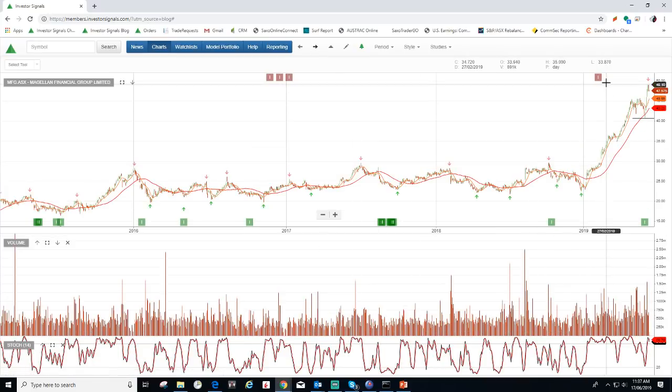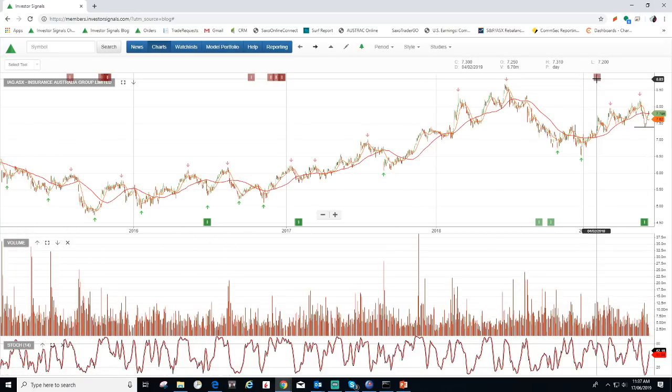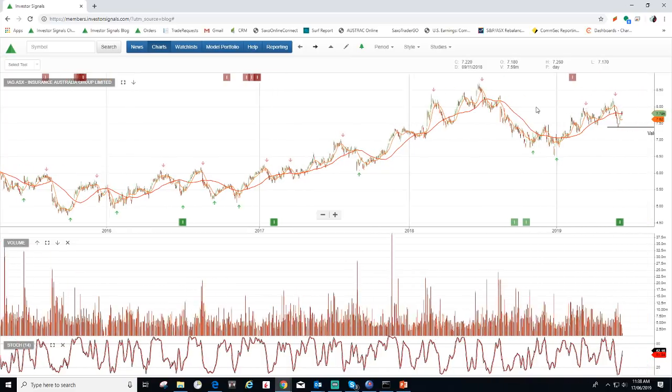Magellan Group has done very well. We had the recent switch from sell to buy conditions here at around $40, and the stock is now pushing 47. Insurance Australia Group switched from sell to buy here at around $7.40, pushing up towards 7.80.